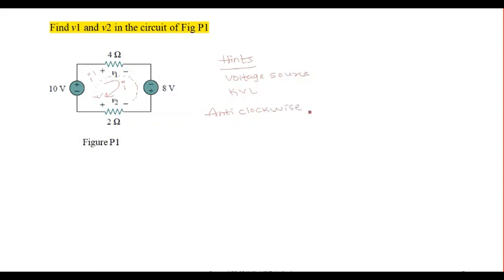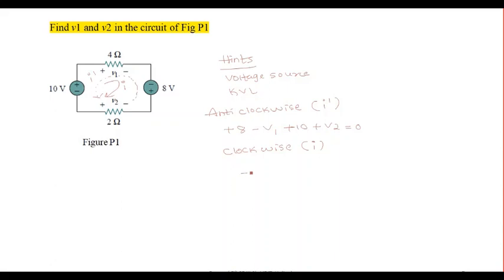Anti-clockwise way, if you take, I have taken the current as I prime. I will start from the source here. You will get plus 8, then minus V1 plus 10, then plus V2 equal to 0. The same thing if you write in a clockwise way by considering the current as I, we will see that the equations will remain the same.